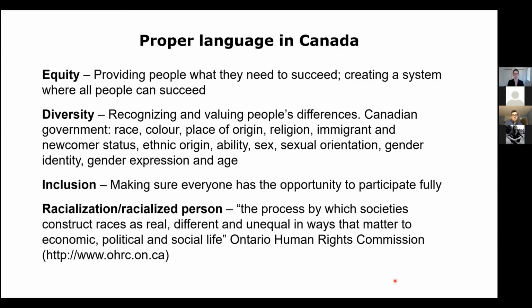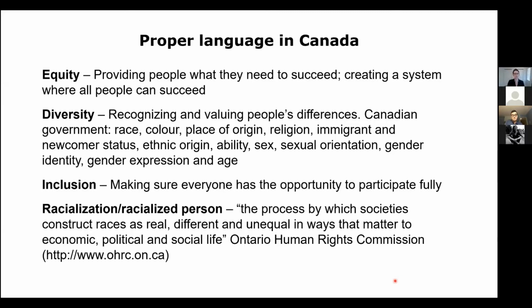I've defined it as providing people what they need to succeed, and so equity is not the same thing as equality. Equality is treating everyone the same. Equity recognizes that people are different and need different things in order to be able to succeed. So I always use the example of running a race where equality would be giving everyone the same size shoe, and equity is providing people the shoe size they need to run their best race. Intuitively, you can see which one of those is better. But I think equity goes beyond that a little bit. It's about creating a system where all people can succeed. And I'll talk a lot about that later in the talk.